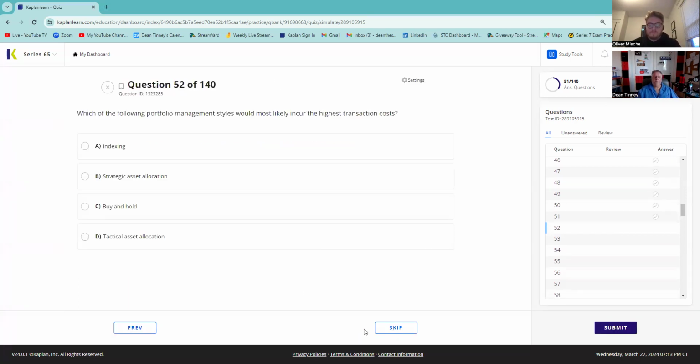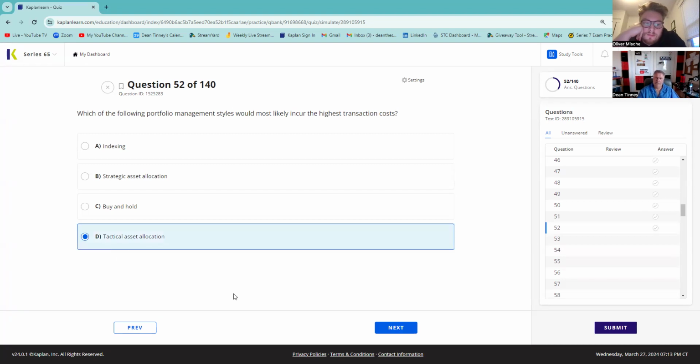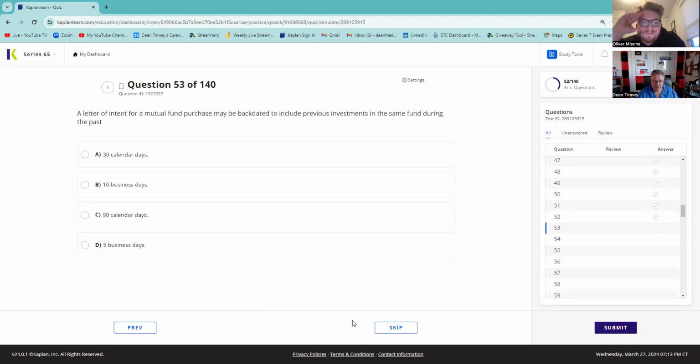Which of the following portfolio management styles would most likely incur the highest transaction costs? This is very much a test question. Definitely D. Yeah, they love to torment you. The test is prejudicial. They don't like high cost structures. So whether it's tactical or alpha or whatever it is, they like low transaction cost and tax efficiency. That's where the test is prejudicial.